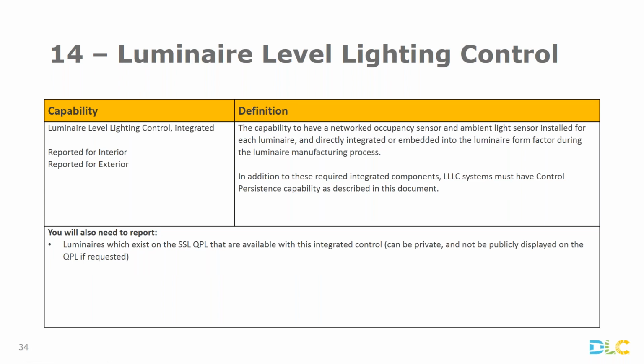This next one is Luminaire level lighting control. Again, reported for both interior and exterior. But we define this as the ability to have a networked aux sensor and ambient light sensor installed into every single luminaire at the factory. So this essentially arrives at the job site with everything already integrated into the luminaire.